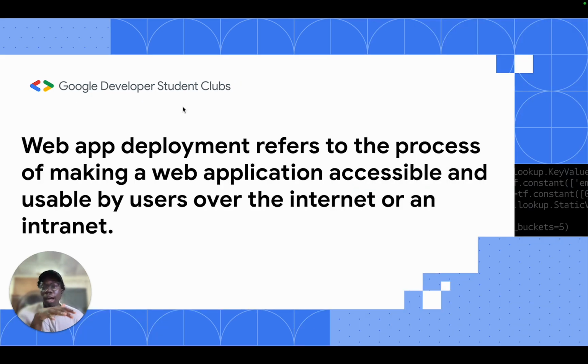Web app deployment refers to the process of making a web application accessible and usable by users over the internet. Basically, we have a small backend project that we worked on, just a small code application that we want to put online so other people can use. That process is web app deployment. We're deploying that application so that other people can interact with it.